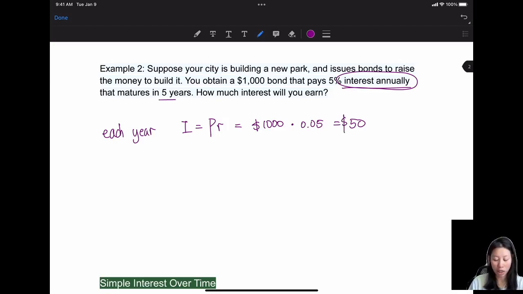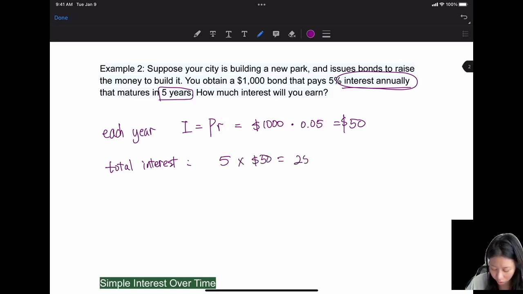So over the 5 years, because the bond matures in 5 years, that means you can take the money out after 5 years. So the total interest you should get over the 5 years is five times the $50 you make each year. So the total interest you will earn will be $250. Since they just asked for the interest, that's how much you're going to earn.